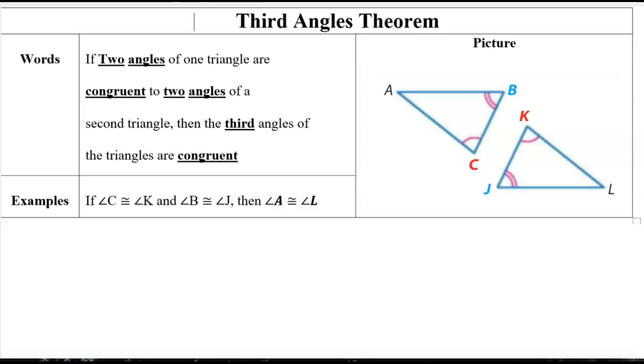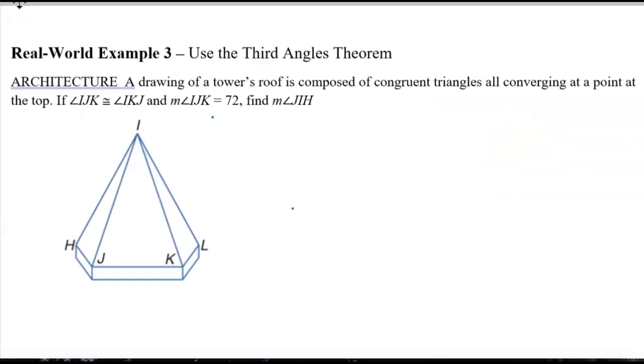So the third angle theorem states that if we know that these angles are congruent and it's given that these angles are congruent, then it's implied that the third angle will be congruent to itself. So we want to use the third angle theorem to solve problems. So in this example, let's look at the problem.